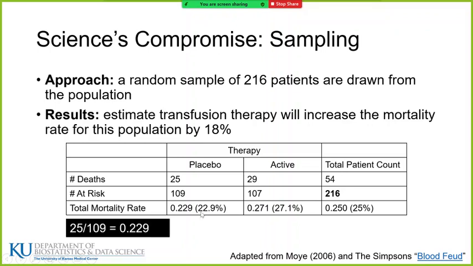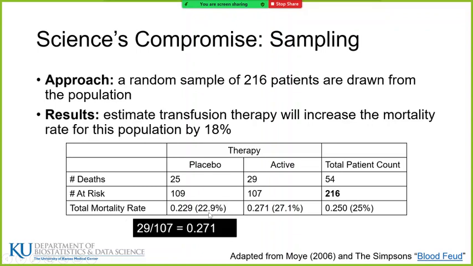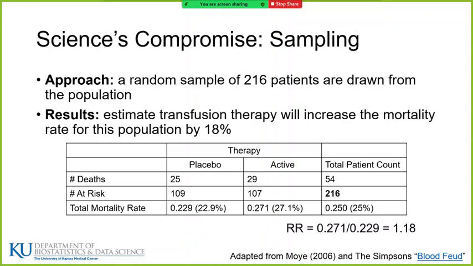And we end up with a 22.9% mortality rate in placebo, 27.1% mortality rate in the active therapy. The relative risk for this sample then is 1.18. The result of this study, which by the way is a randomized controlled trial, that gold standard of evidence, randomization is used, blinding is used.